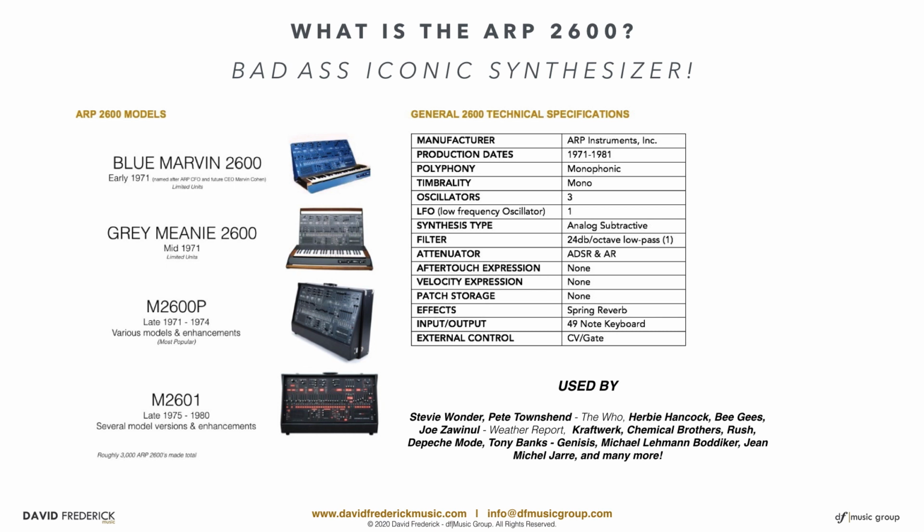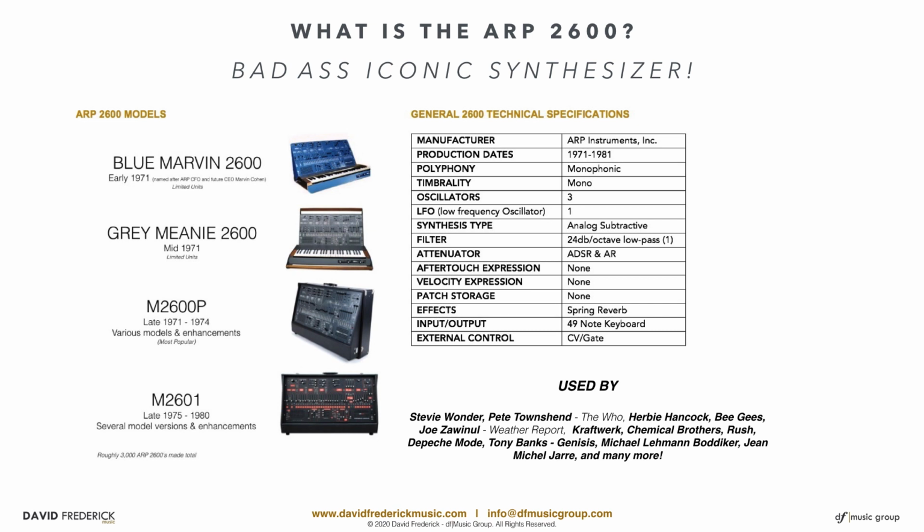And you can tell when somebody refers to an instrument as iconic. You just have to look at the people that have used this instrument throughout their careers. It's some of the biggest names in entertainment, right? I mean, we're looking at Stevie Wonder, Pete Townsend, Herbie Hancock, Joe Zawinul, on and on and on. It just really is a great synthesizer. It has a very unique sound. It enables you to do some really cool things.